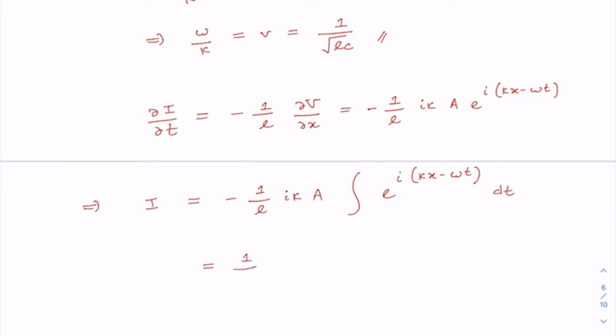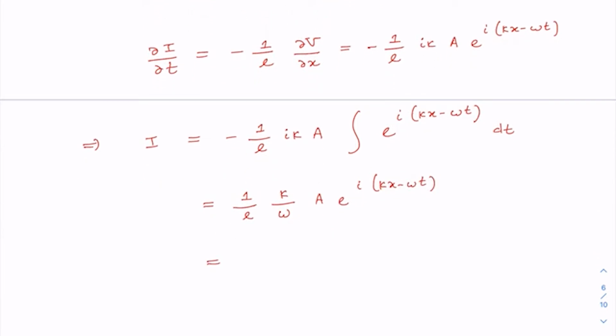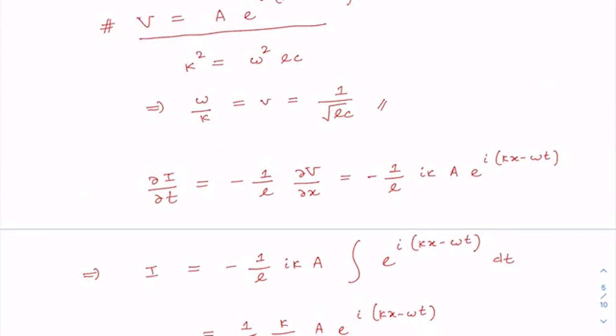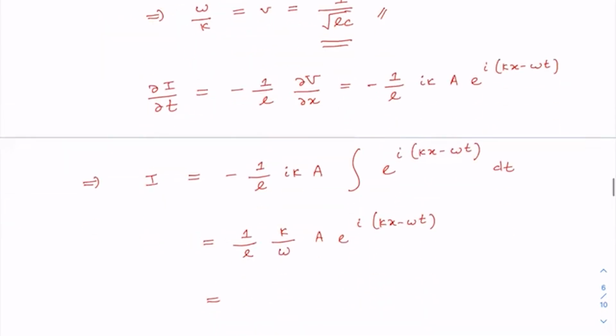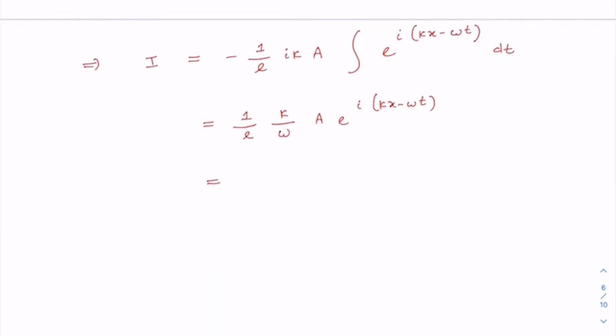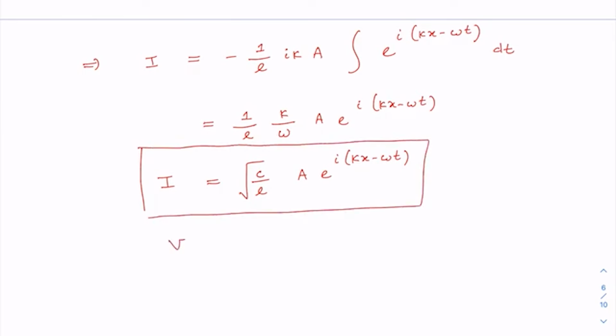I am giving you a very simplified approach here, so you will get it as k by omega A e to the power i(kx minus omega t). Because I know what omega by k is, that is 1 by square root of LC, if I put it there, I will get square root of c by l, small c by small l, A e to the power i(kx minus omega t). So this is my current, and voltage I already know, that is A e to the power i(kx minus omega t).